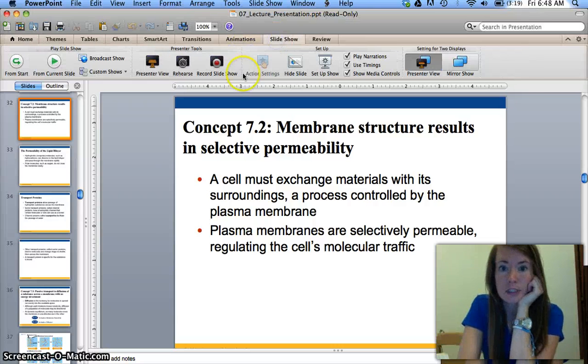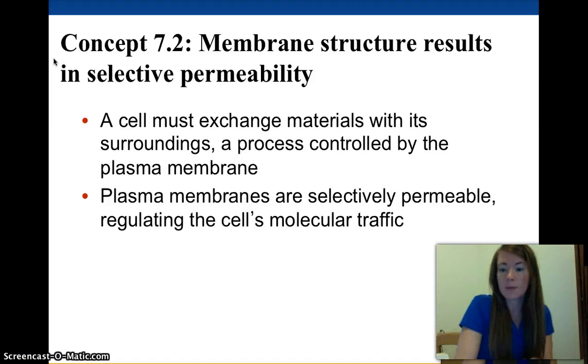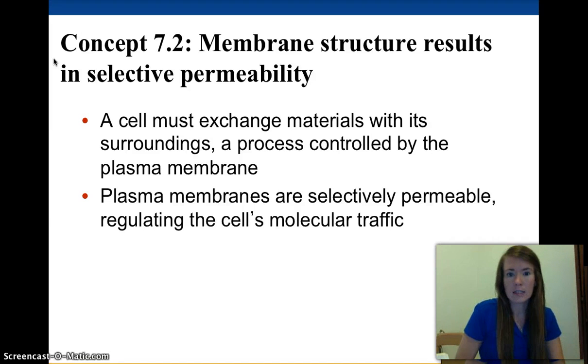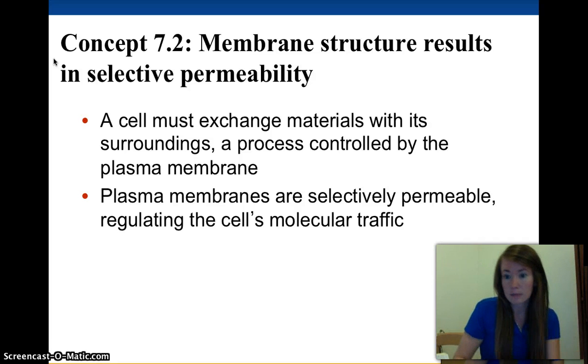So section 7.2 is really short. It's only like a page in your textbook, but it just talks about how things in general get across a cell membrane. And so it starts off by saying that cells must exchange things from the inside of the cell to the outside of the cell. We've been saying that this whole time.